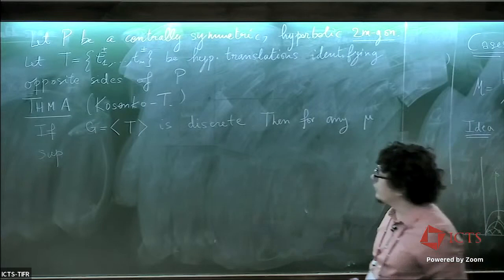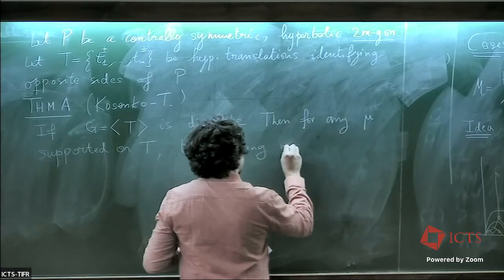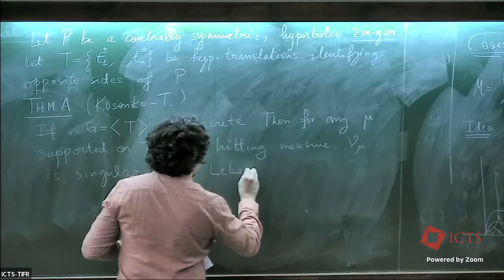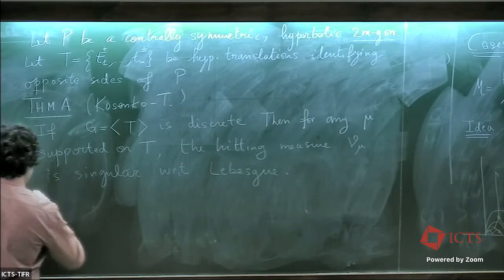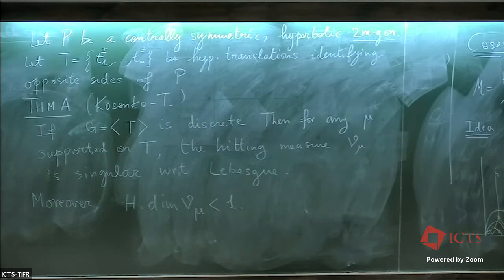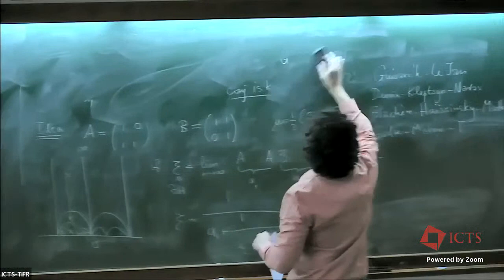So then for any mu supported on T, the hitting measure nu_mu is singular with respect to Lebesgue. And in fact, the limit set is everything, of course. Moreover, and I will give you the definition, the Hausdorff dimension of this hitting measure is strictly less than one. So you have a classical case of dimension drop. You have a measure such that its topological support is everything, but if you measure the dimension of the measure in the dynamical way, then the dimension is less than one. I will give you immediately the definition.